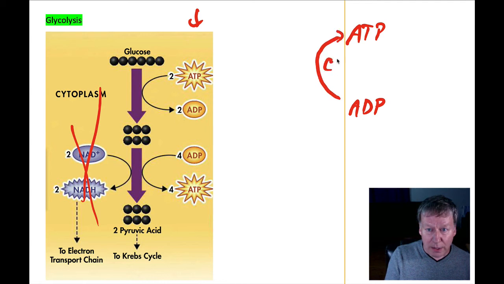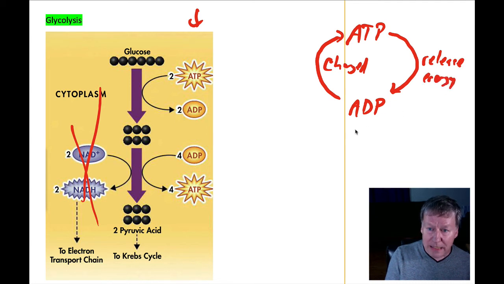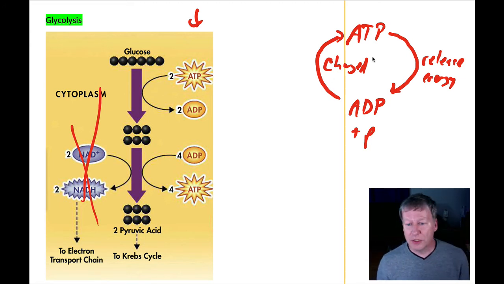Okay, here's where it gets charged. It captures energy from the surrounding environment, charges up, becoming ATP. And ATP can then release energy and go back to ADP and a phosphate. And we do this over and over and over. So ATP molecules can provide energy to the cell, and ADP molecules can capture energy that is released to be stored and used later on.